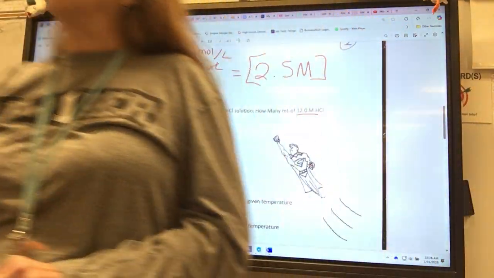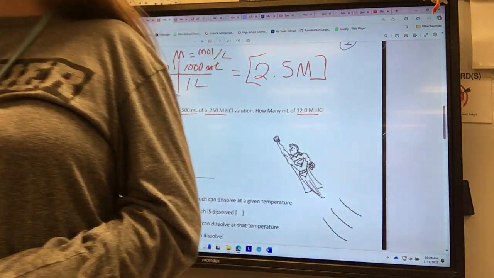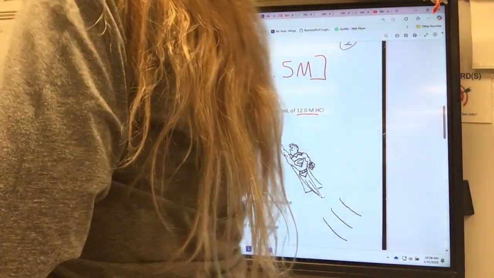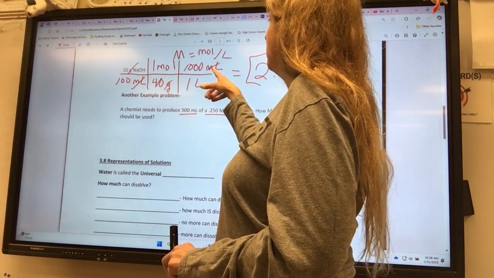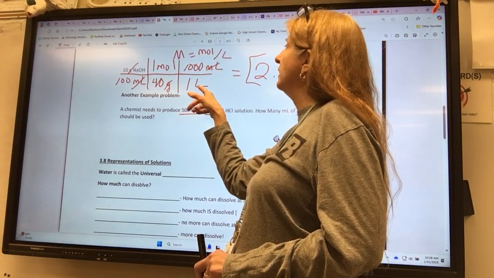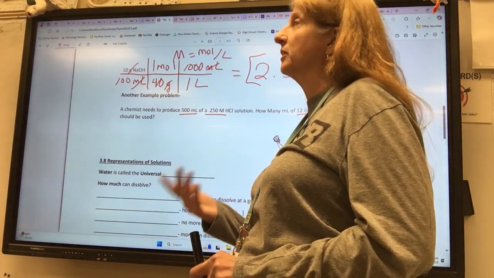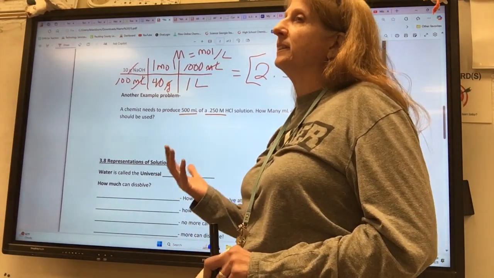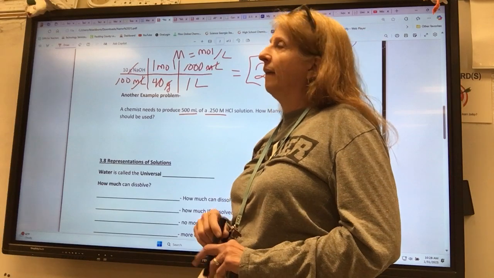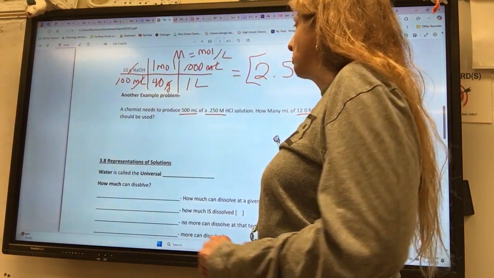Okay? How do we feel about that? Yes, sir? Where did you get 1,000 milliliters? Just knowing it, that milli means thousandth, so there's 1,000 milliliters in a liter. Just like there's 100 centimeters in a meter, there's 10 decimeters in a meter. So you just kind of have to learn what those prefixes mean.